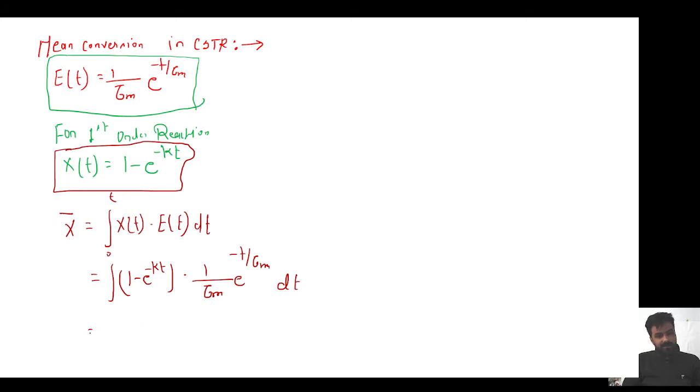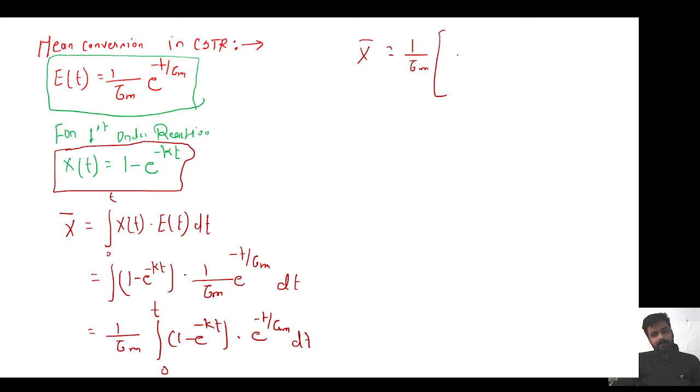So can I convert it? That equals 1 upon tau m, which comes out of the integration, times the integral from 0 to infinity of 1 minus e to the power minus kt, times e to the power minus t by tau m, dt. From here we can write X bar equals 1 upon tau m times the integral of e to the power minus t by tau m dt, minus the integral of e to the power minus (k plus 1 upon tau m) t dt, from 0 to infinity.